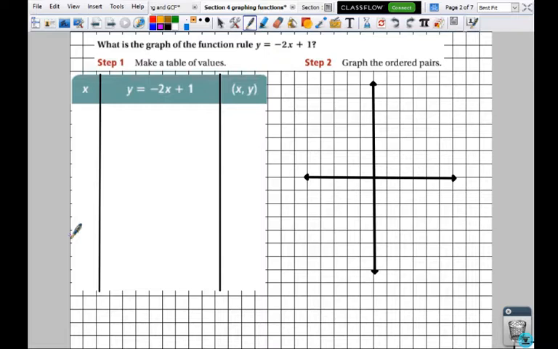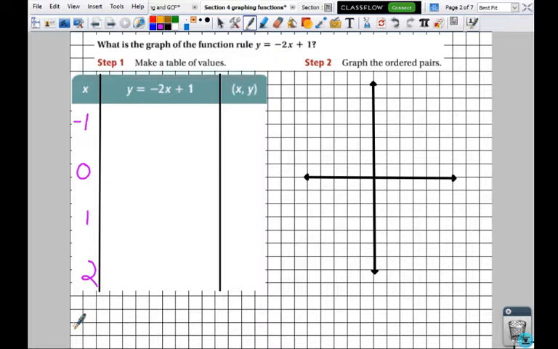So when we do our graph and when we make our table, we're going to pick the same x's each time. We're going to pick the x's negative 1, 0, 1, and 2. We could pick any x's we wanted, but I'm picking easy ones for you. You can do like 3, 4, 5 if you want, but you have to have at least one positive, at least one negative, and then I want at least 4 points. These are the 4 easiest.